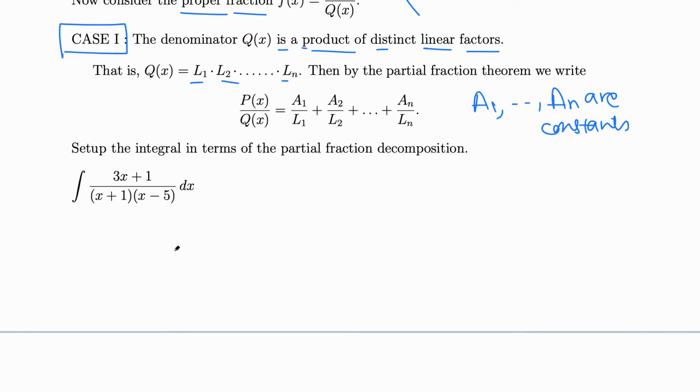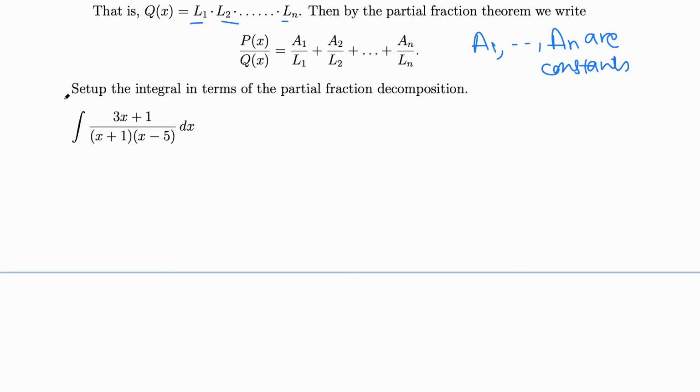So here is an example. We just want to set up the integral in terms of partial fraction decomposition. We don't have to solve it, but we can do it anyway. Here this is proper in the sense that the numerator is degree 1. If we multiply the bottom two factors, we get x squared, degree 2, and the top is degree 1. So this is proper. We don't have to do long division.